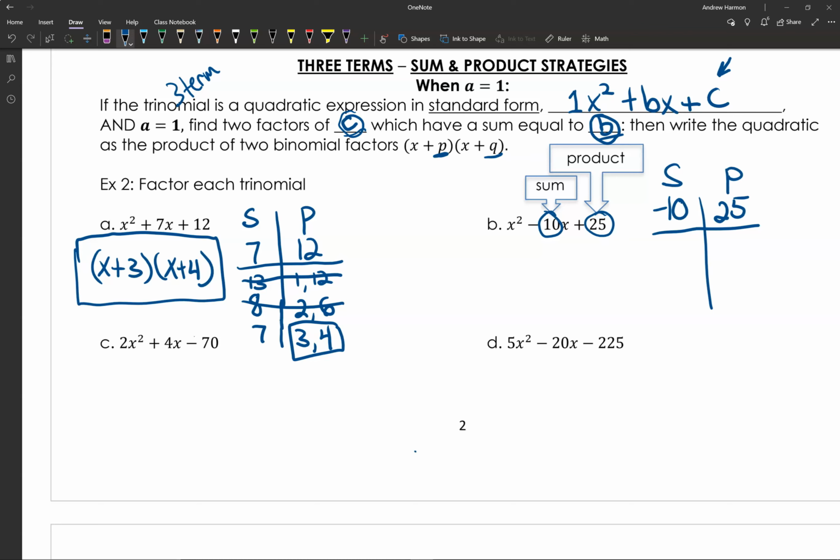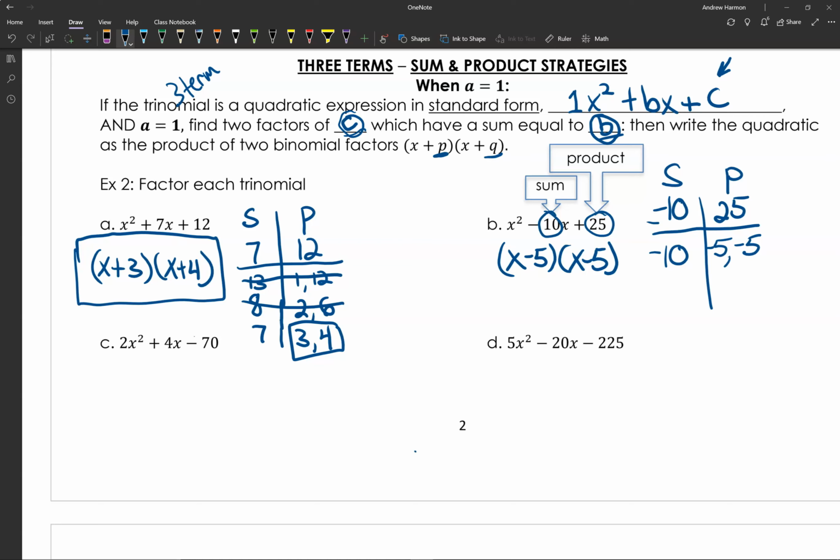So think about, what can I multiply to get 25? The first thing that I think of is 5 and 5. But the problem with that is that's going to give me a positive 10, and I want a negative 10. But what if I make both of those negative? If I have a negative 5 and a negative 5, that will multiply to give me 25, and it'll add to give me negative 10. And so there we go. That is our solution, x minus 5 and x minus 5.